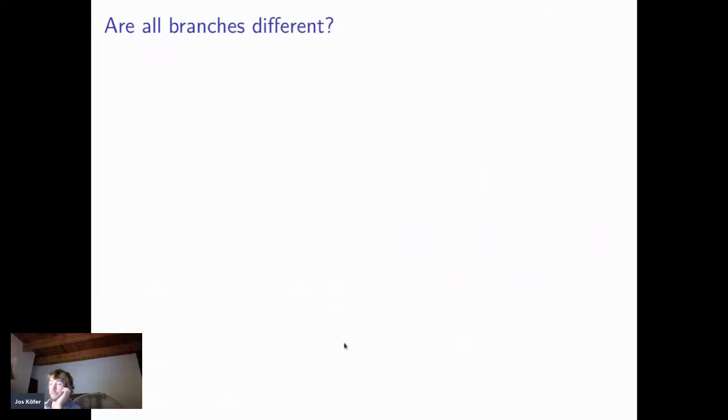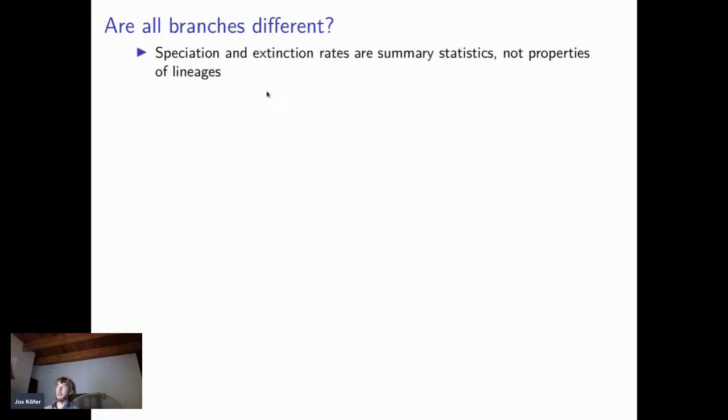But then we get to the conclusion that all branches might be different. So each branch might have a different diversification rate. And I find this a little bit problematic, because speciation and extinction rates are supposed to be summary statistics, not properties of individual lineages, right? A lineage, either it speciates and then you get two new lineages, or it goes extinct and then there's no lineage anymore. So for each lineage, you can only have one event. So it's very difficult to calculate a rate just from one event.